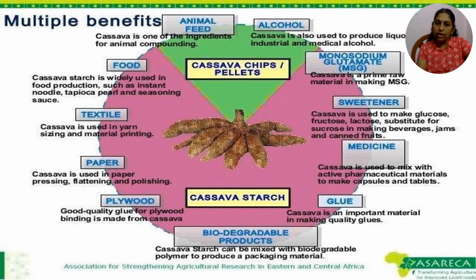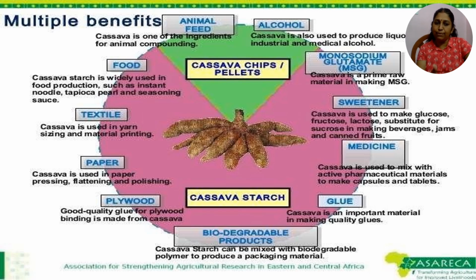It is used in the extraction of alcohol. So monosodium glutamate can be obtained from cassava. Cassava is the primary raw material for the preparation of sweeteners like glucose, fructose, lactose, and it is used in several pharmaceutical medicines to make capsules and tablets.